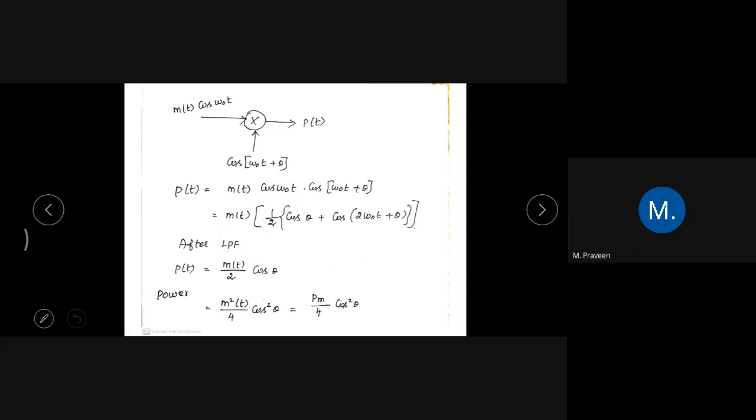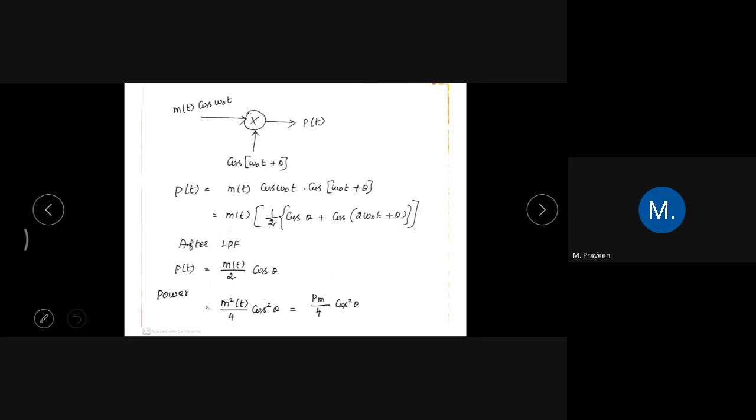Here, first let us take the multiplier. For the multiplier we are given two signals: one is the signal input, m of t into cos omega naught t, and the other is from the local oscillator, cos of omega naught t plus theta. So after the multiplication, p of t is equal to m of t cos omega naught t into cos of omega naught t plus theta.